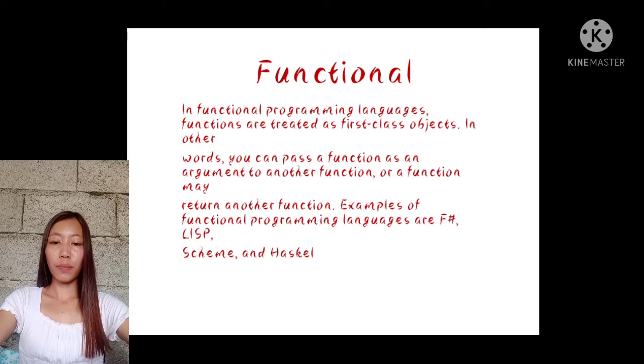Next is functional. In functional programming languages, functions are treated as first-class objects. In other words, you can pass a function as an argument to another function, or a function may return another function. Examples of functional programming languages are Lisp, Scheme, and Haskell.